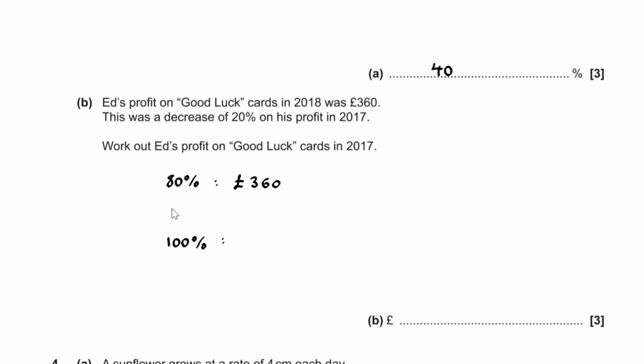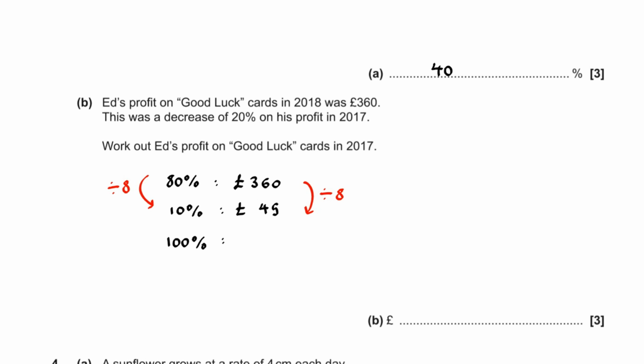Well, first of all, we can find out what 10% is. And we can find out what 10% is by dividing both sides by 8. So 360 divided by 8, that's 45. So 10% would correspond to £45.